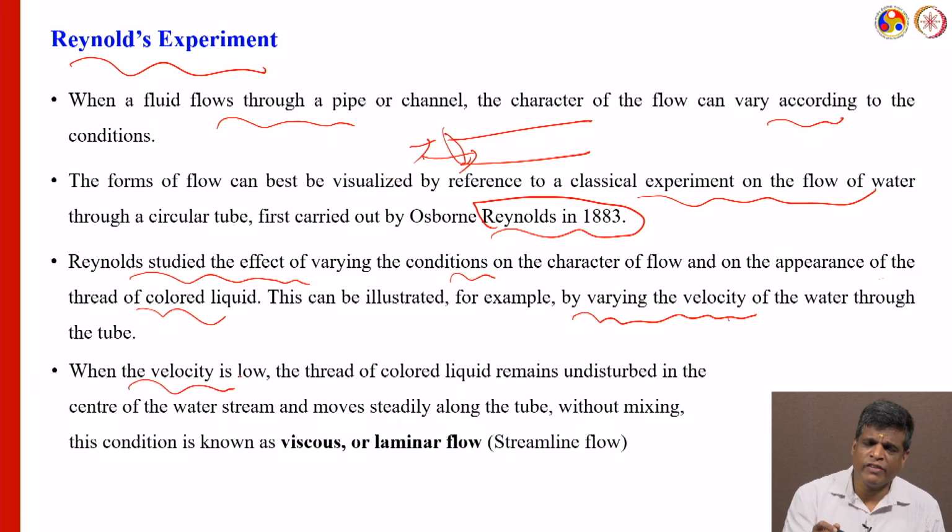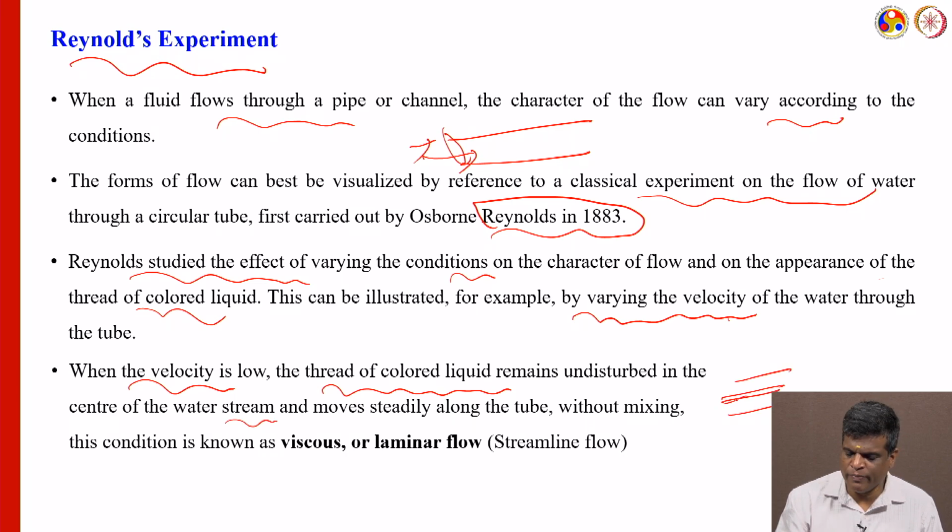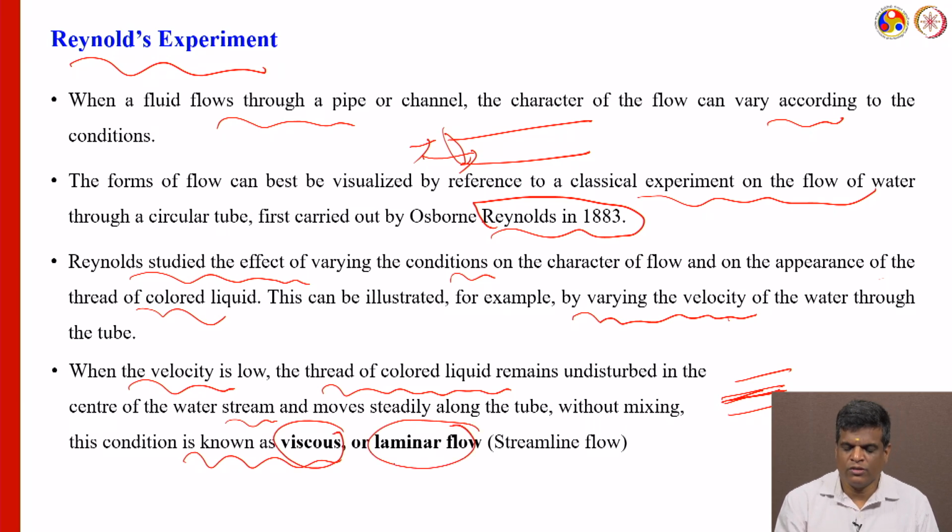When the velocity is very low, the colored liquid thread remains undisturbed. The water streams move steadily without mixing, moving as they are. That condition we call viscous flow, or laminar flow. This is a streamline flow. If there is no disturbance and it moves as it is, that flow is called laminar flow.